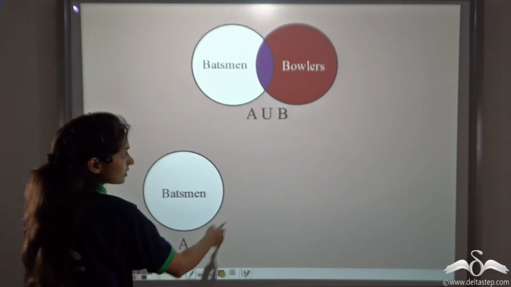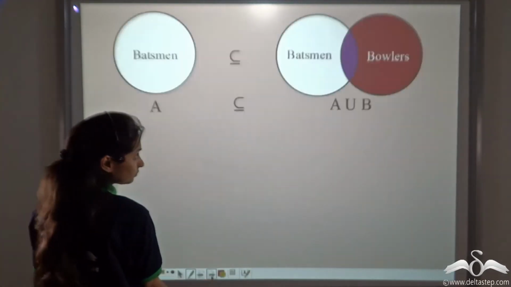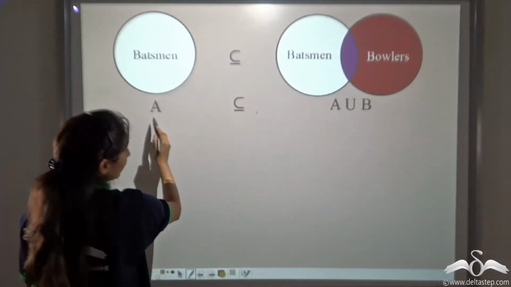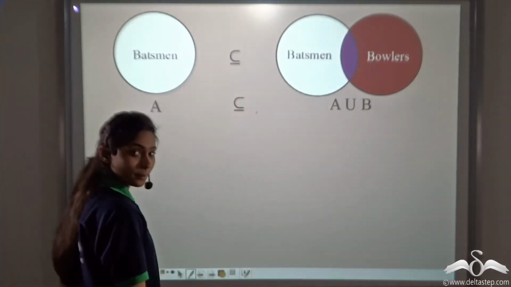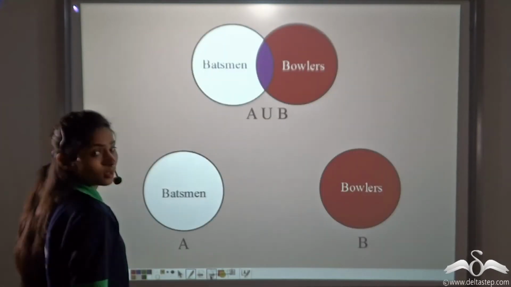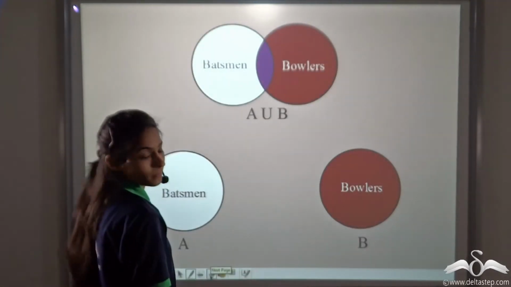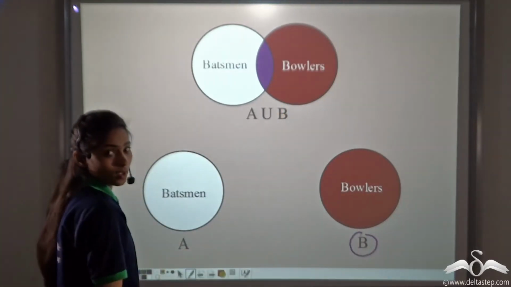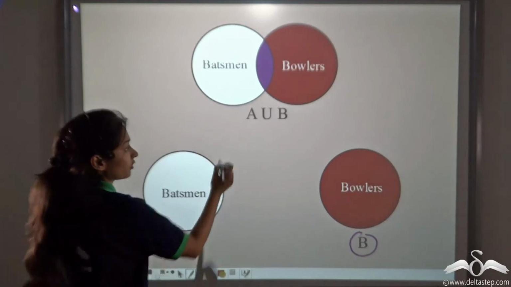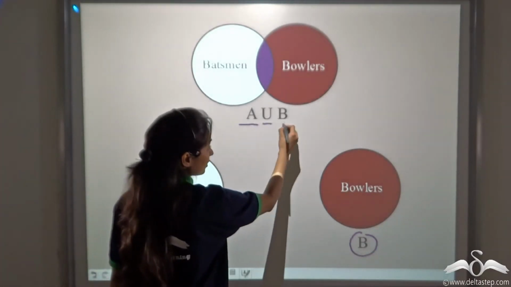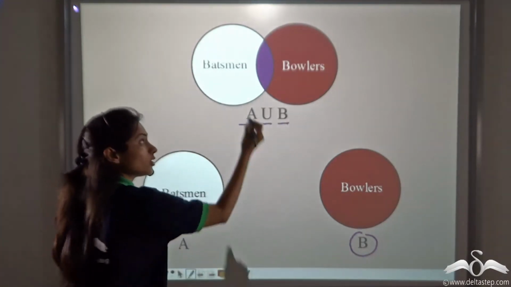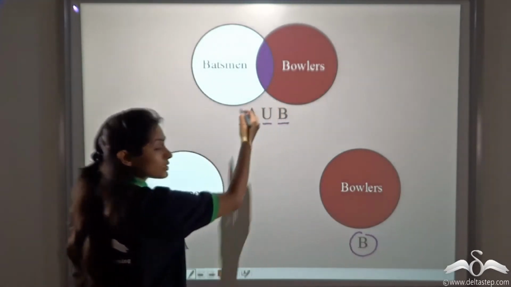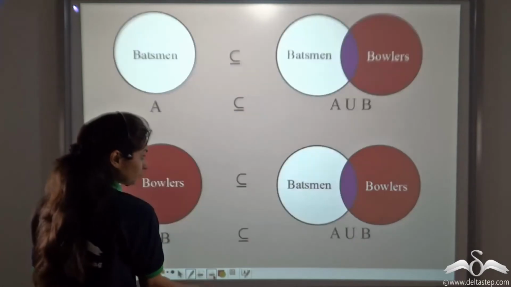That is, A is the subset of A union B. The set of batsmen belongs to our team. So A is a subset of A union B. Now what about set of bowlers? Is the set of bowlers a subset of your team? Now what does your team consist of? Set of batsmen and a set of bowlers. So a set of bowlers is also a part of your team. So we can say that B is also the subset of A union B.